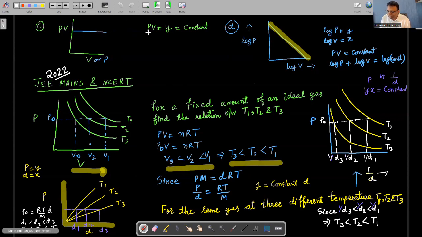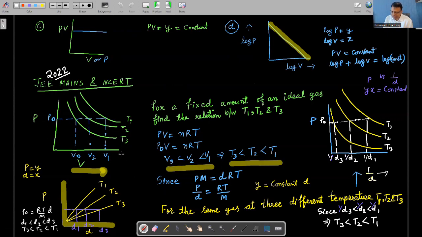And the fourth graph, from here only we can write that if we take log on both sides, we can write that log P plus log V is equal to constant, or log P is equal to minus log V plus some constant. So if log P is y and log V is x, it is a straight line whose slope is negative. This graph is given in our NCERT, pressure versus volume graph.